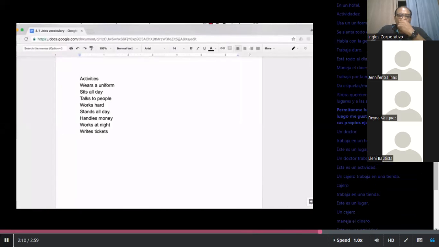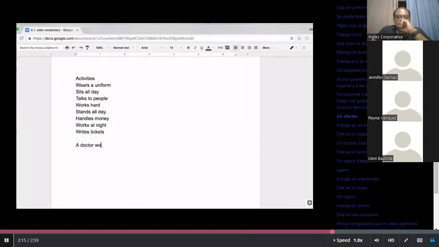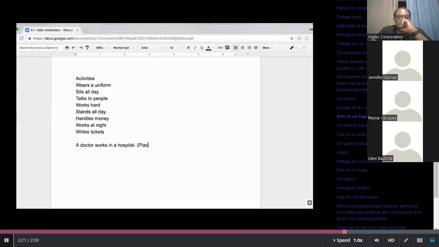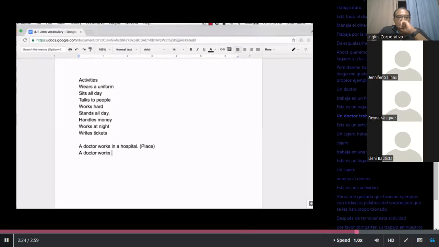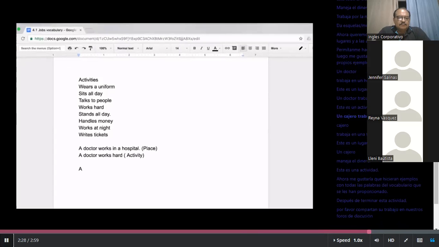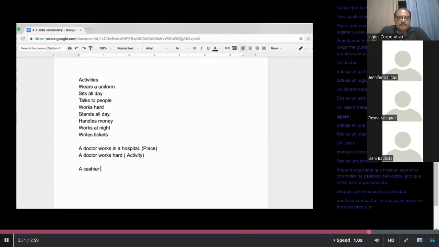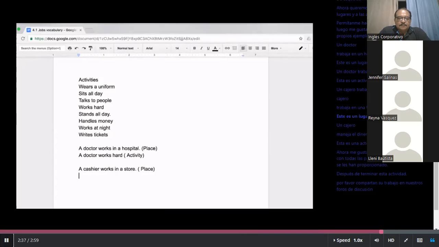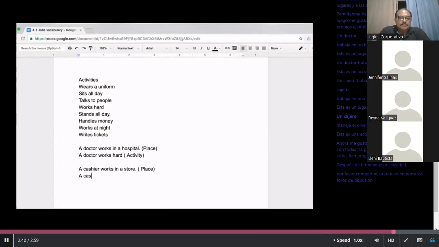Now, we want to connect the job to places and activities. Let me make a couple of examples, and then I would like for you to make your own. A doctor works in a hospital. This is a place. A doctor works hard. This is an activity. A cashier works in a store. This is a place. A cashier handles money.